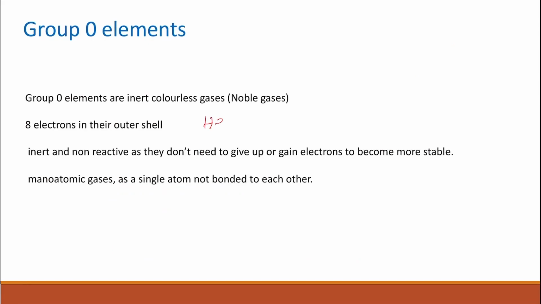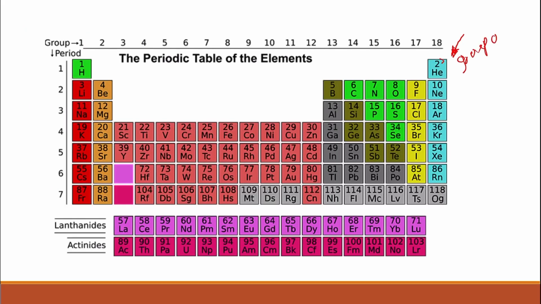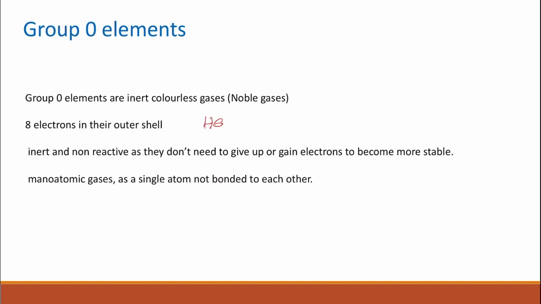All of these have 8 electrons in their outer shell, which means they have a full outer shell. The only exception is the first element in this group, which is helium. Helium has a maximum of 2 electrons in its outer shell. The reason behind this is because helium only has one electron shell, and we know that the first electron shell has a maximum capacity of 2 electrons, so it still follows the rule of a full outer shell.